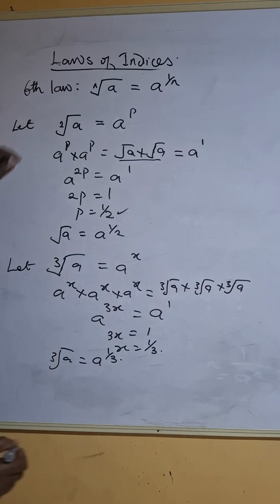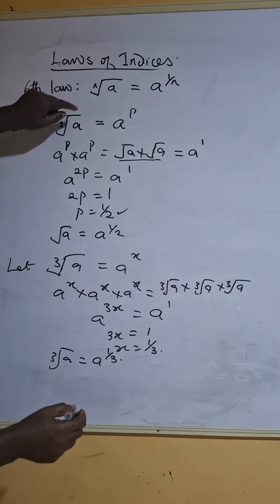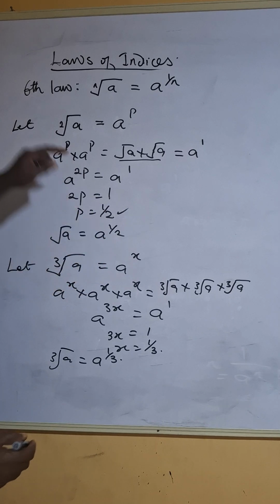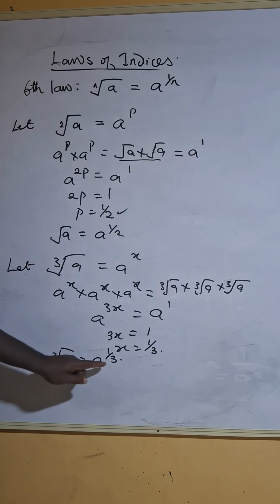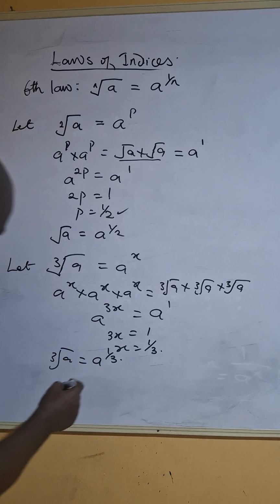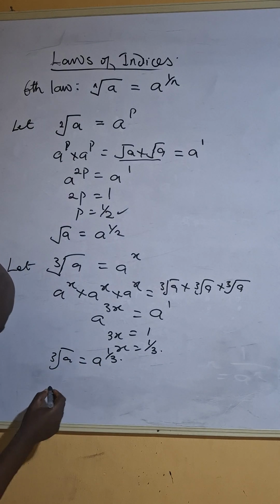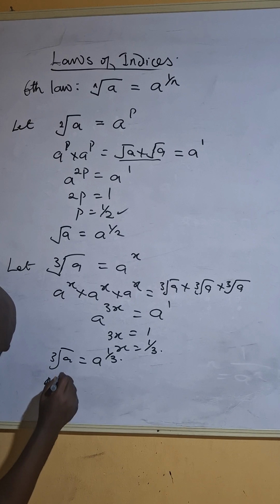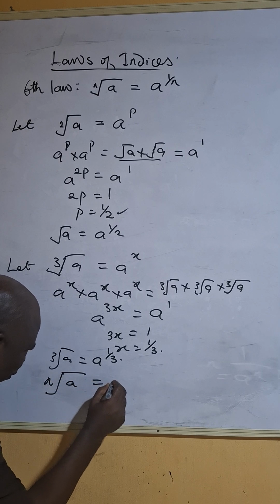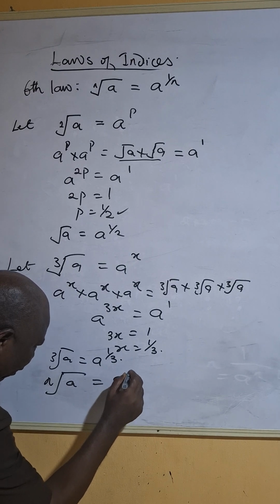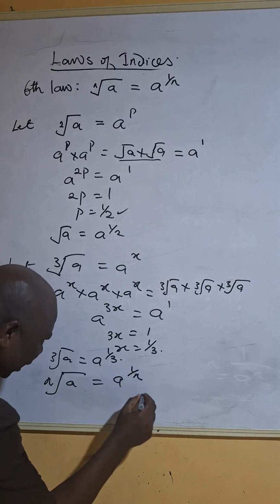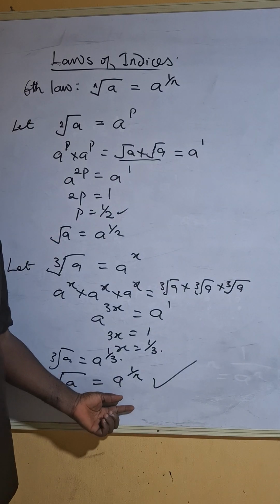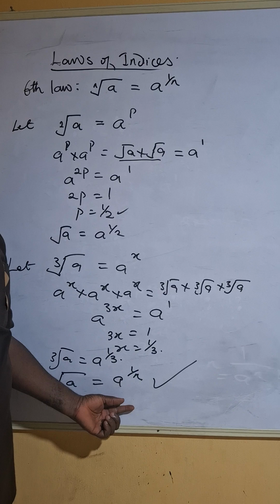Now, when you have 2 here, you are now having this one as half. When you are having 3, you are having this one as 1 over 3. Then it generally follows that nth root of a is equal to a raised to power 1 over n. That is how they have arrived at the law.